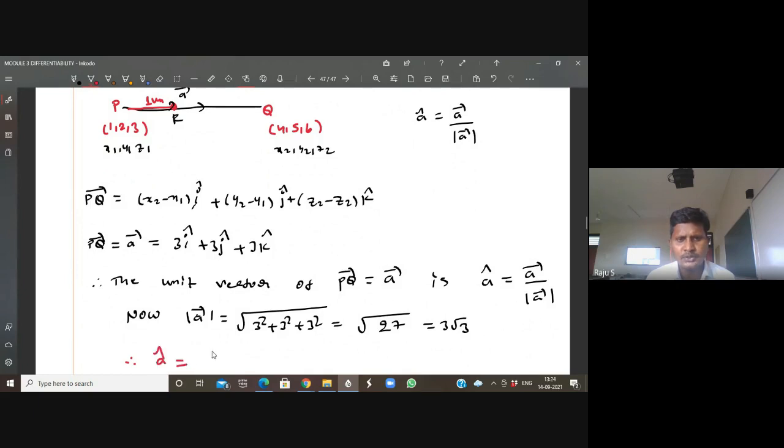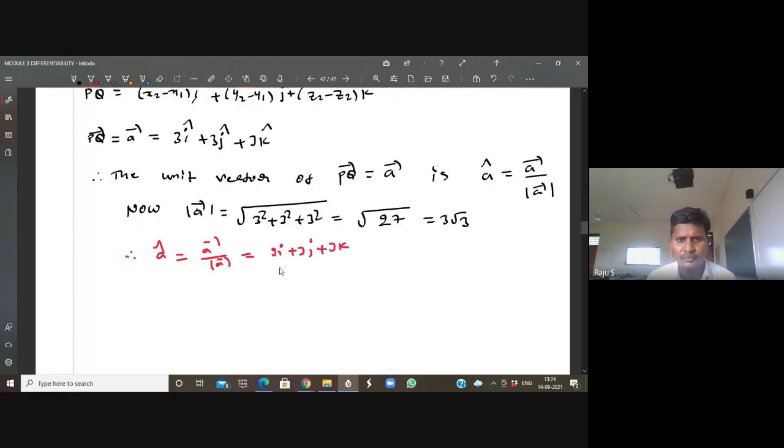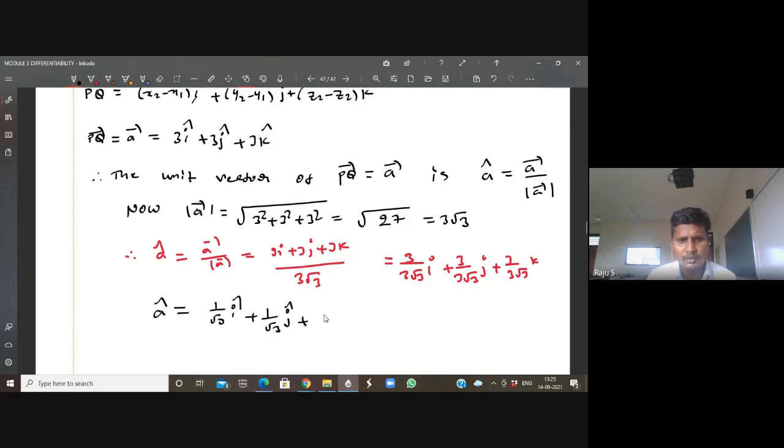Now, what about the unit vector? A cap is equal to A vector by magnitude of A, that is 3i plus 3j plus 3k, all divided by the magnitude of A, which is 3 root 3. Now write it separately: 3 by 3 root 3 i plus 3 by 3 root 3 j plus 3 by 3 root 3 k. So finally, the answer is the unit vector 1 by root 3 into i cap plus 1 by root 3 into j cap plus 1 by root 3 into k cap. That's it. This is the required unit vector along the vector PQ.